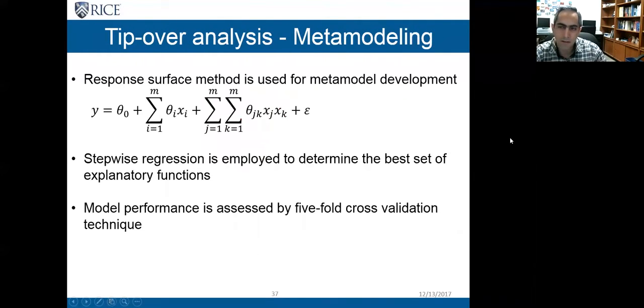So after validating the finite element model, we used it for the analysis of the 200 configurations, and we again developed a metamodel. For metamodeling, I used response surface method and stepwise regression for selecting the best set of predictors, and I evaluated the model performance by using 5-fold cross-validation.